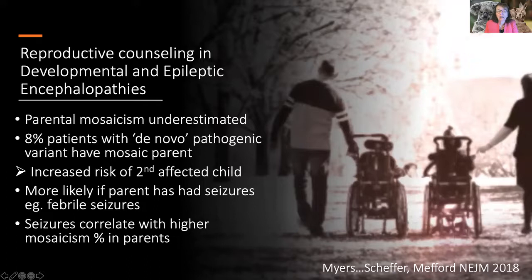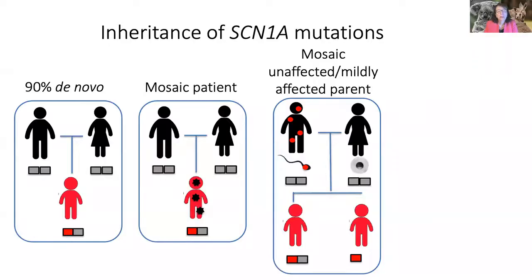As you can see here, this poor family has two affected children, not with Dravet syndrome, but with another developmental and epileptic encephalopathy. One of the red flags in this scenario is if a parent has had any seizures, such as febrile seizures. And we found that the parent was more severely affected if they had a higher percentage of mosaicism, such as in the first family I showed you with the affected father. So that's the mosaicism story: you can have an unaffected parent with low-level mosaicism or a mildly affected parent, and you want to diagnose that prior to them having a second child.